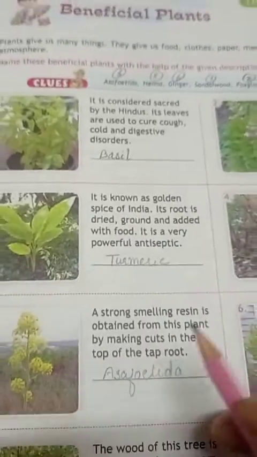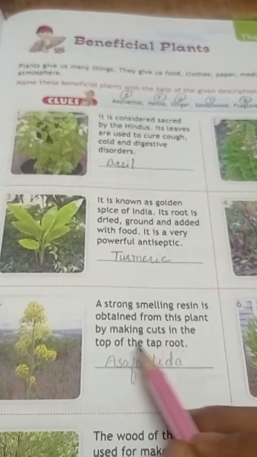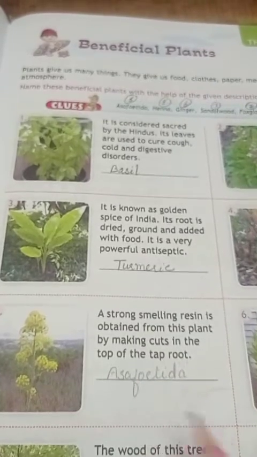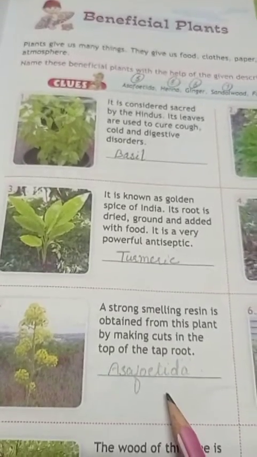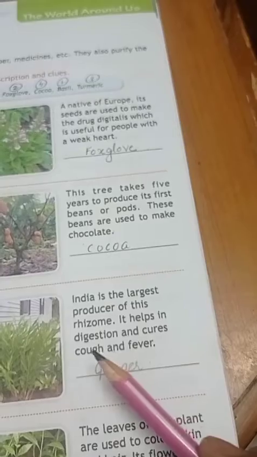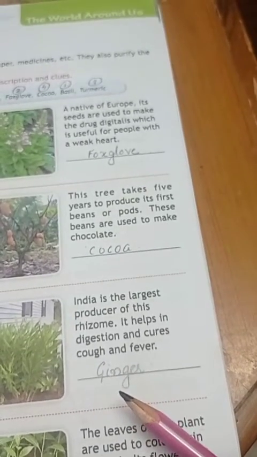Then next is, a strong smelling resin is obtained from this plant by making cuts in the top of the taproot. Clear? So this is asafoetida. Clear? Next is, India is the largest producer of this rhizome. It helps in digestion and cures cough and fever. This is ginger, which we call adrak.